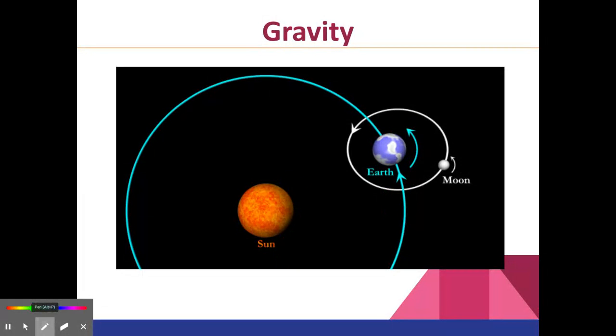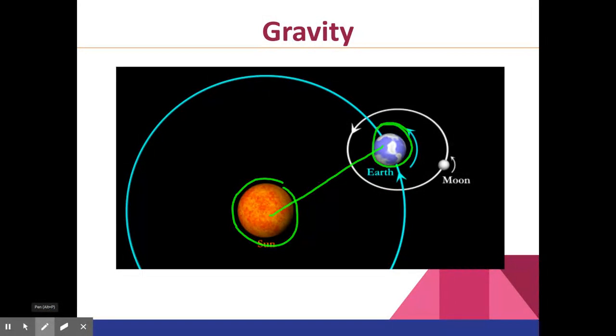So what does this have to do with it? What does the distance between the sun and the Earth have to do with the gravity that's experienced here on Earth? Well, again, there's an attractive force that's pulling these two things together.